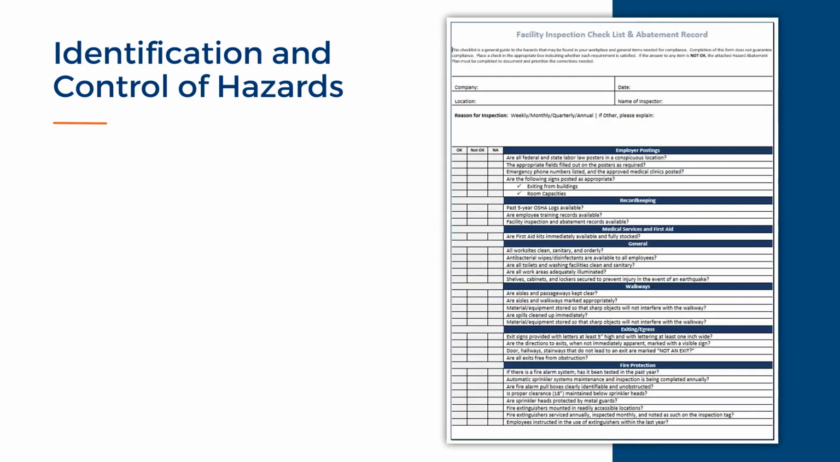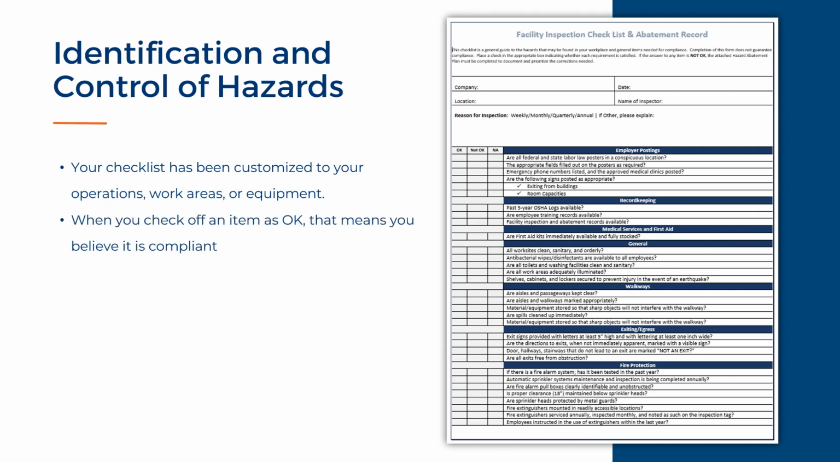Let's review best practices for completing a safety inspection. Your checklist has been customized to your operations, work area, or equipment. It will guide the inspector through evaluating each area where hazards exist. When you check off an item as okay, that means you believe it is safe and compliant. Not okay means that it needs to be corrected.